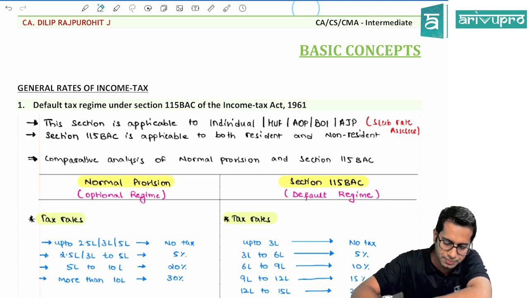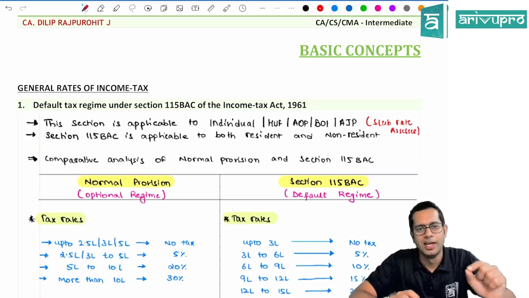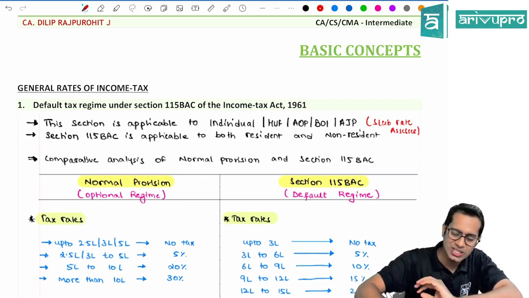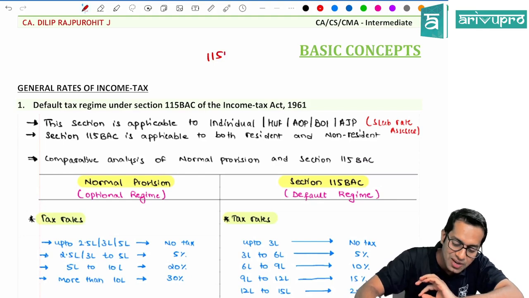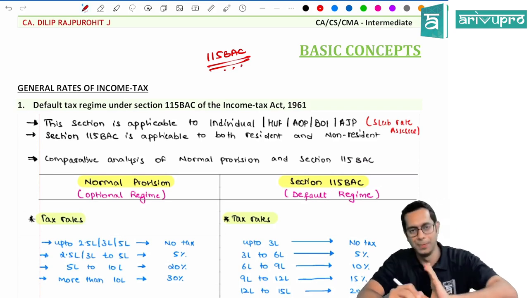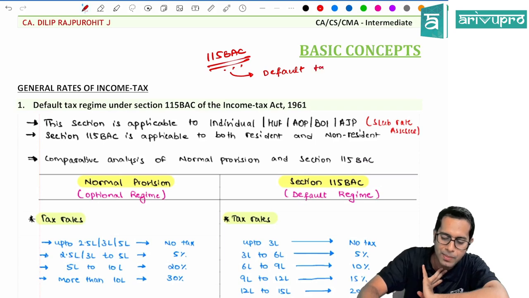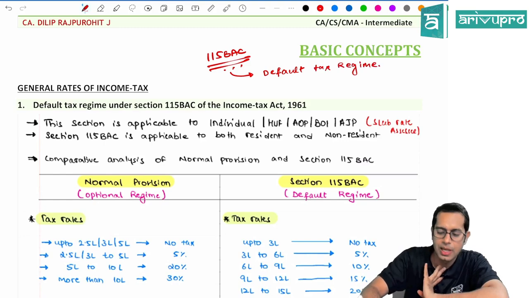Now, amendment in respect to tax rate. There is a section called section 115BAC. Section 115BAC talks about what, sir? It talks about the default tax regime.